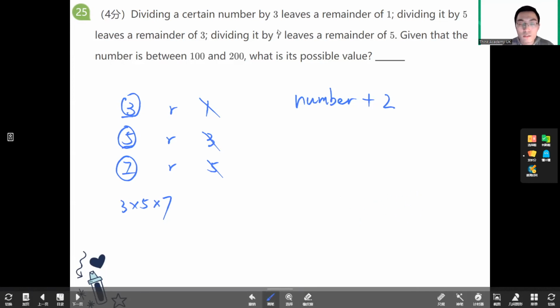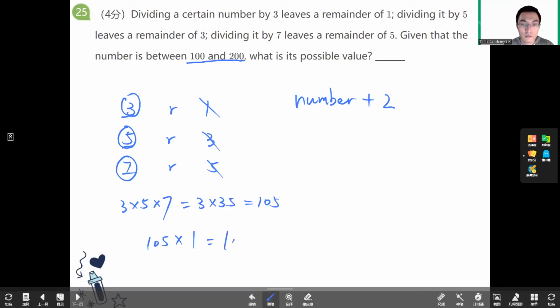So the number plus 2 is a multiple of 3 times 5 times 7. It's 3 times 35, and it's easy, 105. It's a multiple of 105. And also, we have a restriction from the question. The number is between 100 and 200. And we know that if we have 105 multiplied by 2, that will exceed the 200 boundary. It's 210. So we cannot do 105 times 2. We can only do 105 times 1.